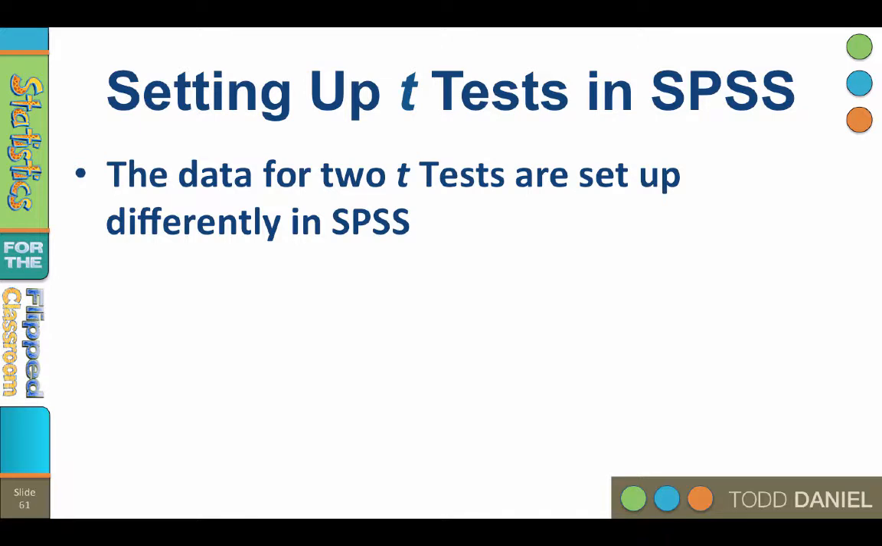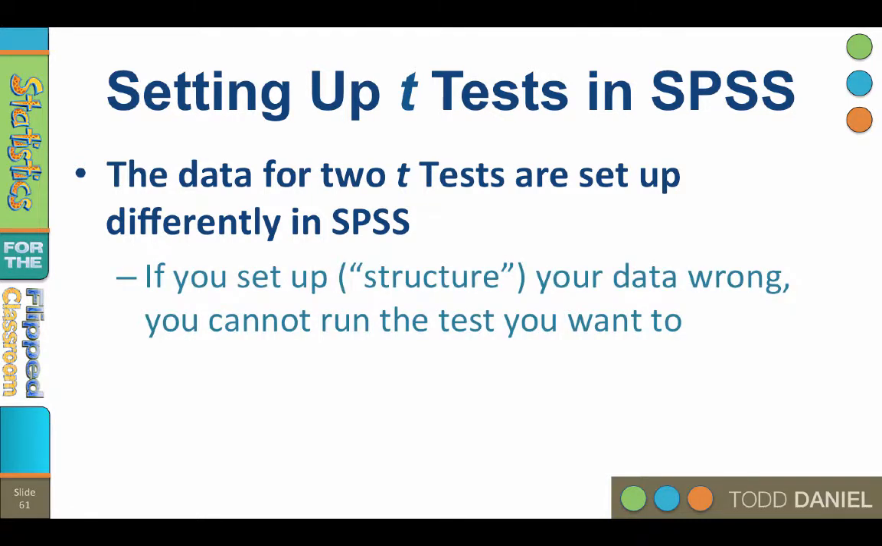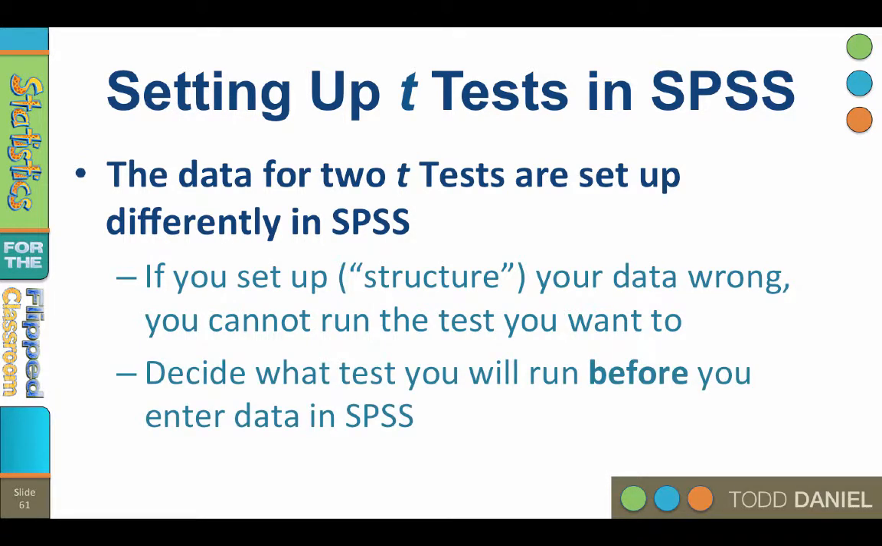When conducting an independent samples t-test, the data are structured or entered differently in SPSS than when you are doing a repeated measures t-test. It is important to set up your SPSS file correctly for the type of test that you want to do. If you set up or structure your data wrong, you will not be able to run the test that you want to run. You should decide what test you will run before you enter data in SPSS. Ideally, you should know what type of test you will run before you even do data collection.